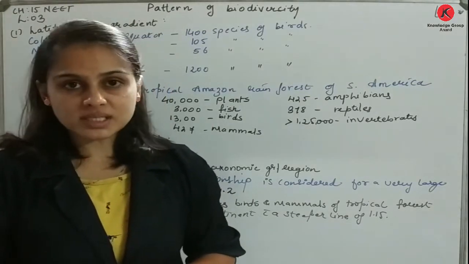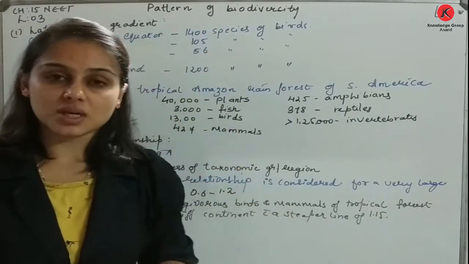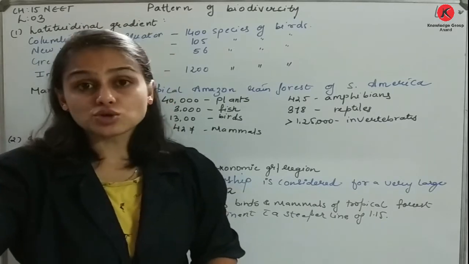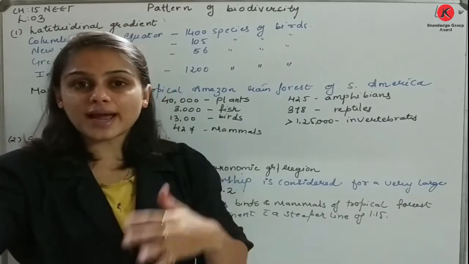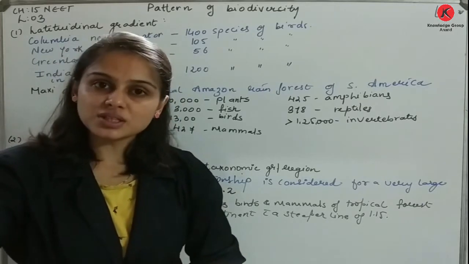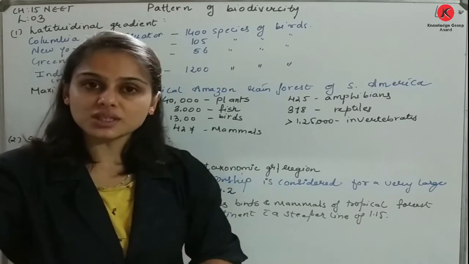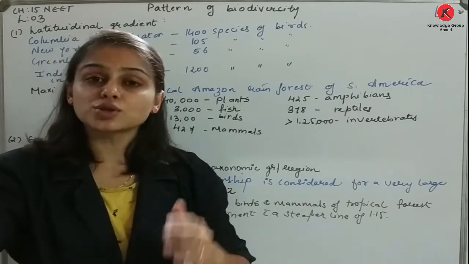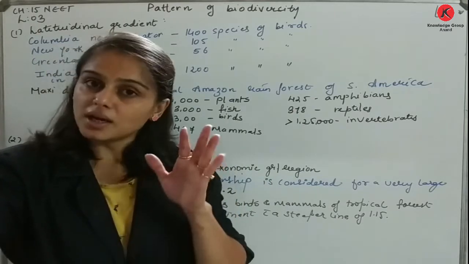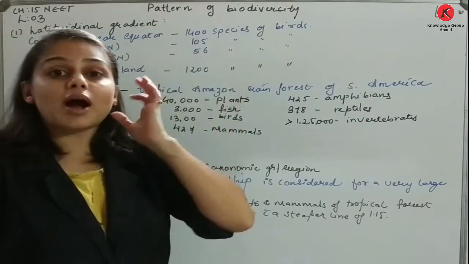Today in this lecture we are going to discuss pattern of biodiversity. Okay, dear students, what we have discussed so far are the different types of biodiversity, that is genetic diversity, species diversity and ecological diversity. Under the same we have discussed alpha, beta and gamma diversity, right? In this video we will be seeing pattern of biodiversity.